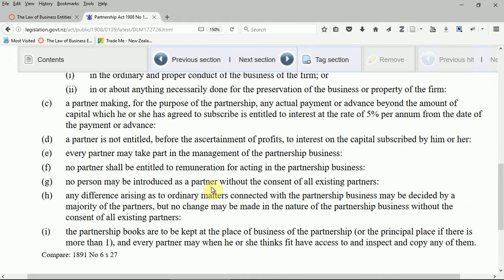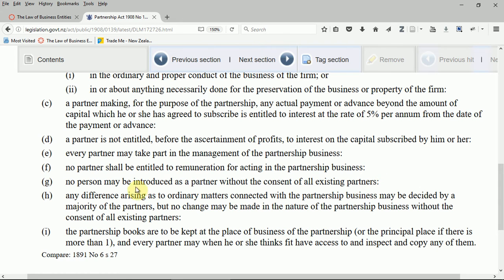No person may be introduced as a partner without consent of all existing partners. This one is a problem for raising capital. One of the ways to raise capital is to introduce new partners, and you will need to change this if you want to have a majority making that decision.